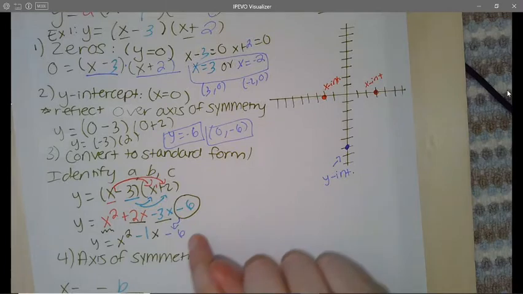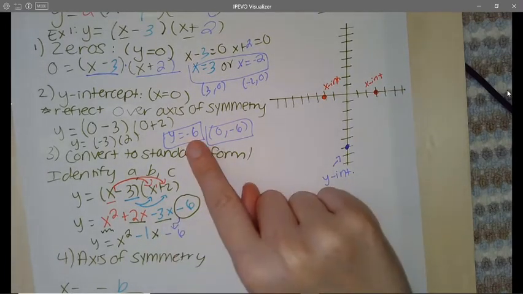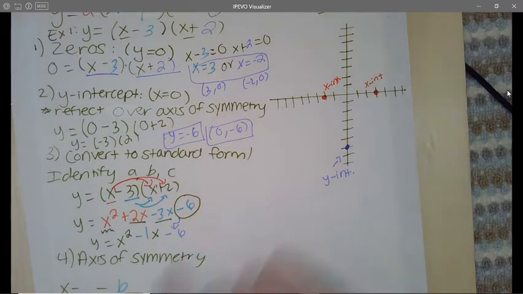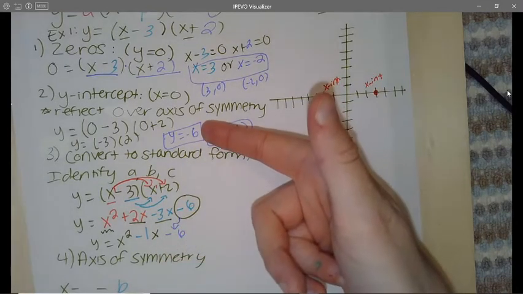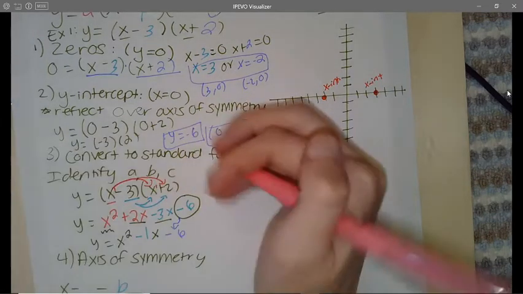And if you guys see, now that we're in standard form, the C value is going to be your y-intercept. So if you guys see, whoa, we got -6. So that's a good way to check yourself when you convert to standard form. If you see that your C value is the same as your y-intercept, then you know you did it right, for the most part.